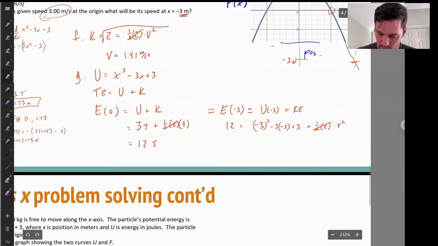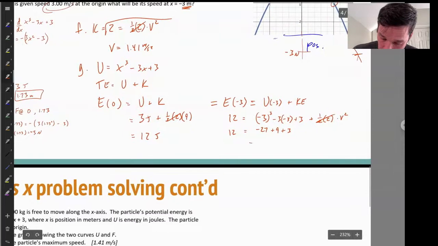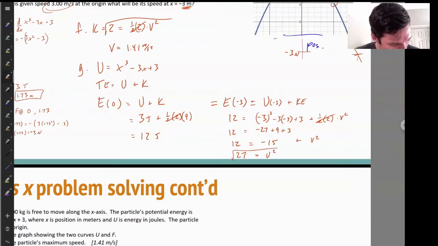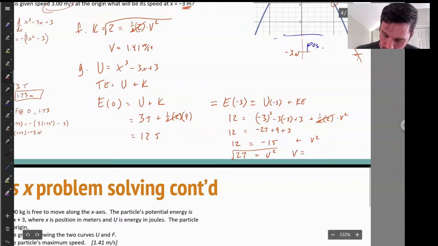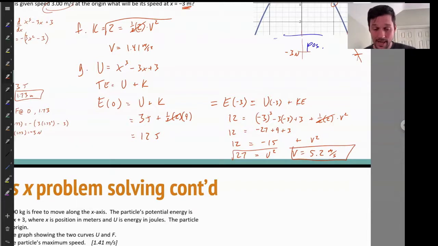So negative 3 cubed is negative 27, minus 3 times negative 3, so it's plus 9, plus 3. So we got 12 equals negative 27 plus 9, that's negative 18, plus 3, that's negative 15, plus v squared. Add 15 to the other side, so we've got 27 equals v squared. Take the square root of that, v is going to be 5.2 meters per second. Oh boy, it's heady stuff.